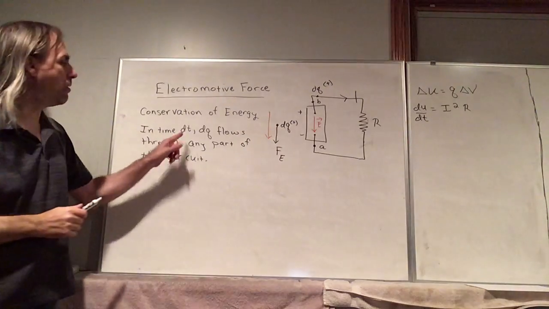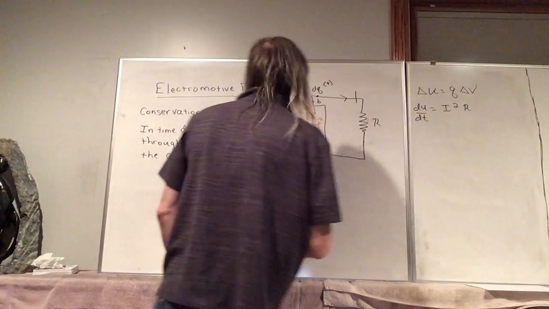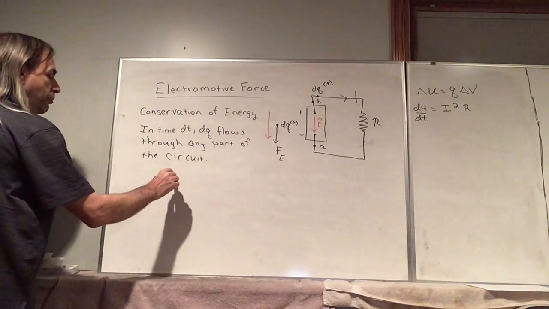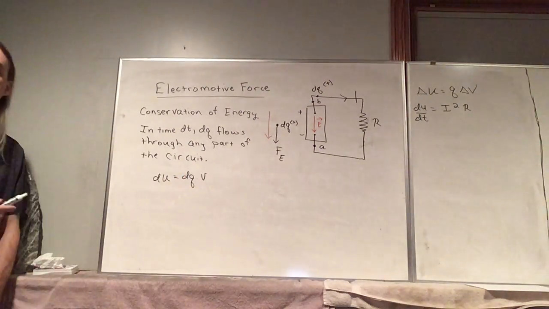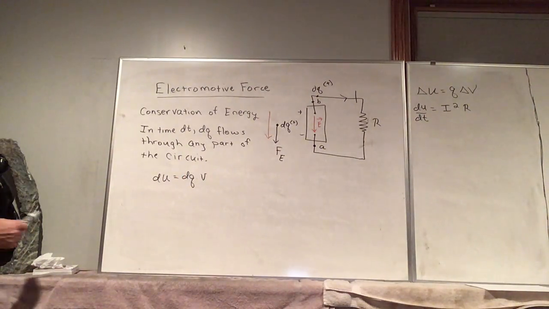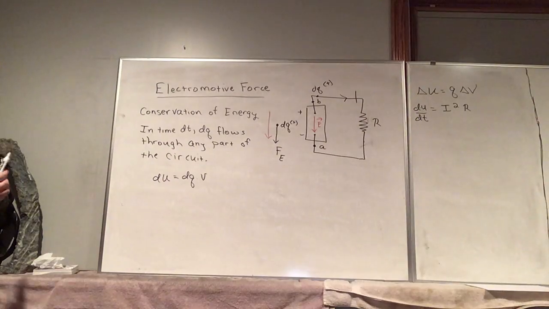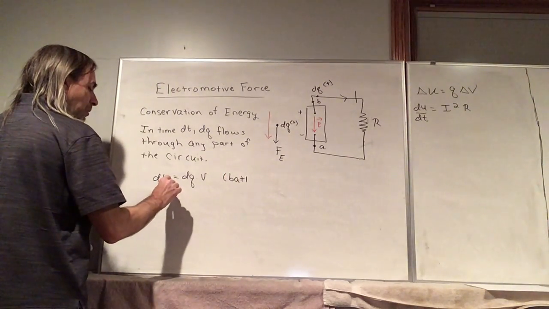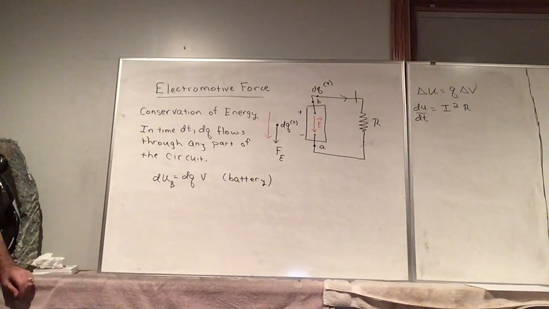So we're looking at a small interval of time dt. For the battery, instead of delta U, we can say dU is equal to the amount of charge dq times V, where V is the potential of the battery. That's for the battery, and it is supplying energy to the circuit.